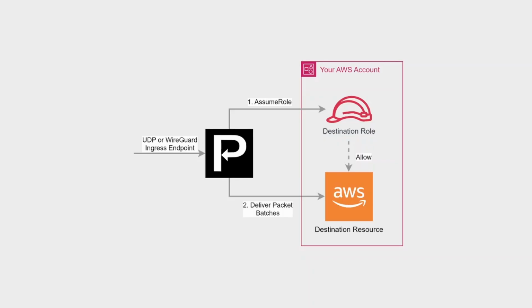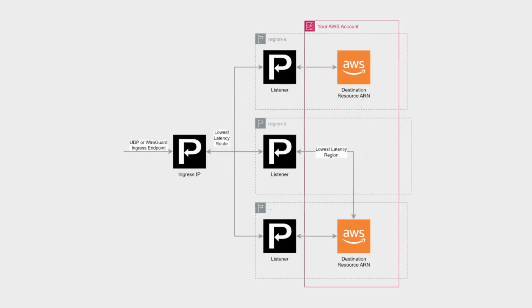This simple model extends to running multi-region services as well. UDP Gateway operates in regions around the world for performance and resiliency. Services running on UDP Gateway benefit from this architecture. When a UDP packet is sent to an ingress endpoint, the route taken will end at a listener operating in the closest, by latency, region.